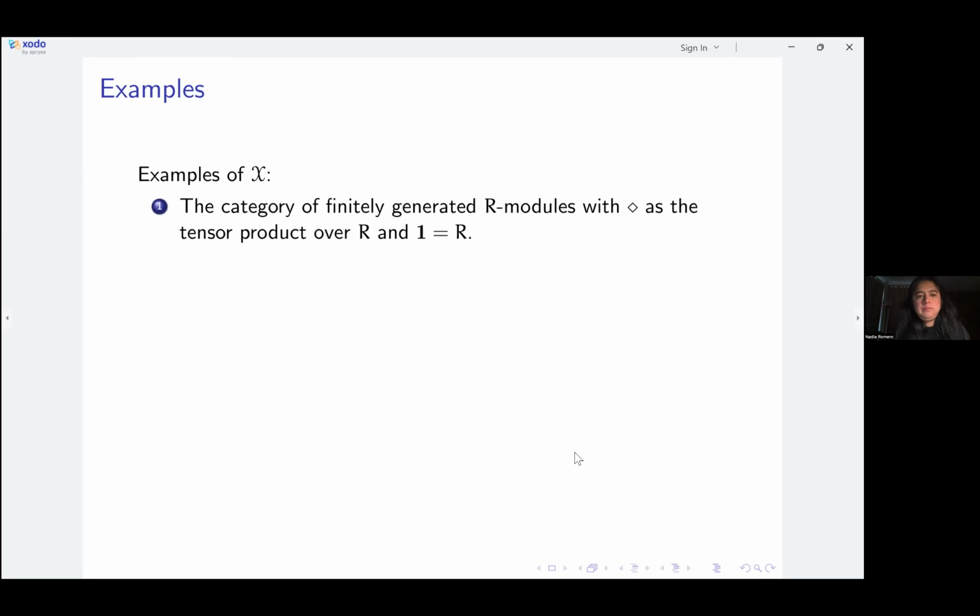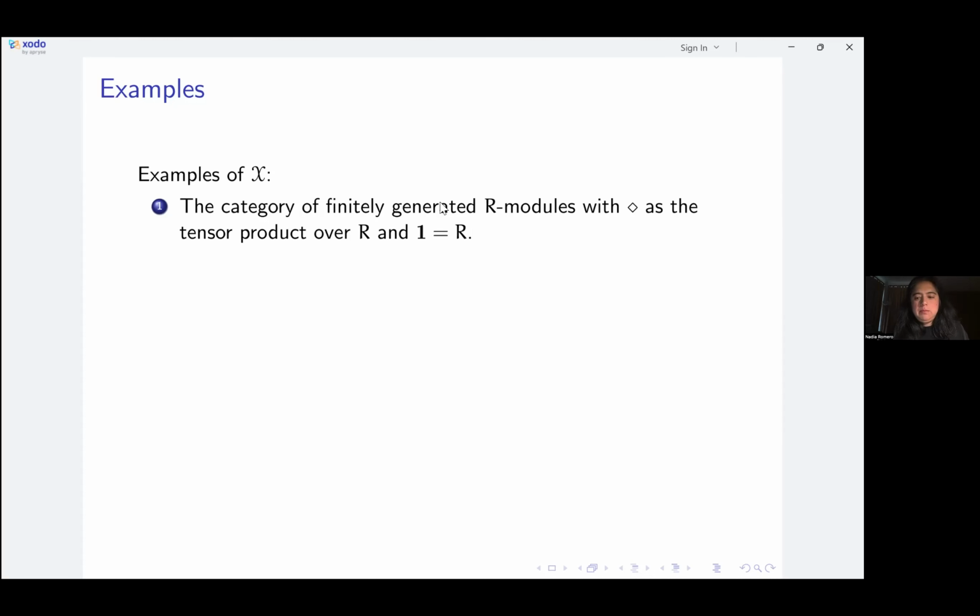Well, first of all, the tensor product we all know is the tensor product of modules. So an example of X can be the category of finitely generated R modules, with the tensor product being the usual tensor product, and the identity being the ring. For the purposes of the talk, I'm adding here finitely generated because I asked that my category is essentially small, but of course, if we consider only the category of R modules, this is a symmetric monoidal category. So this is the example we always have in mind when we think about tensor product.